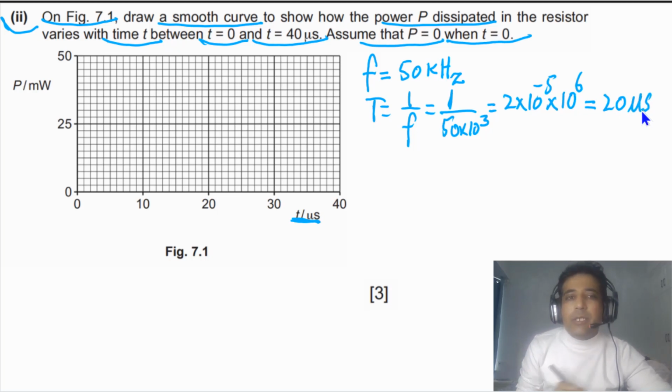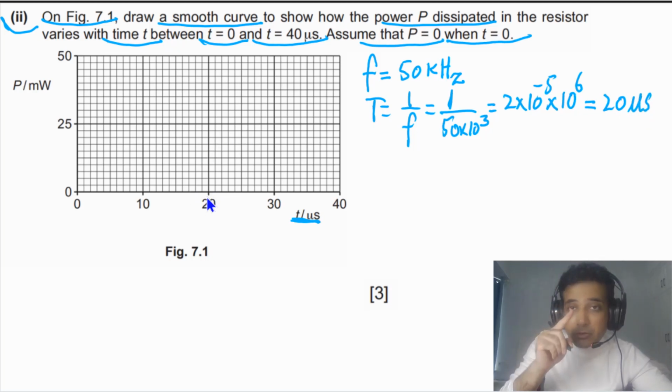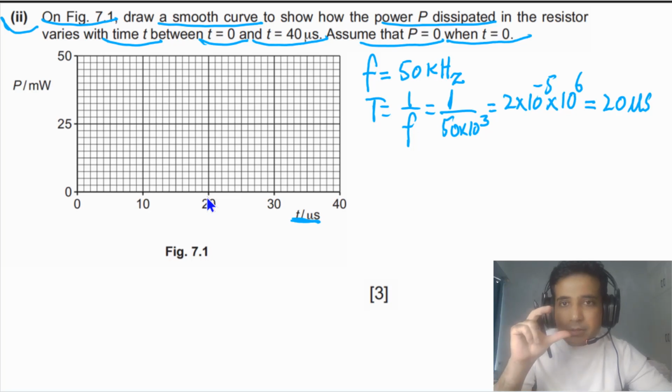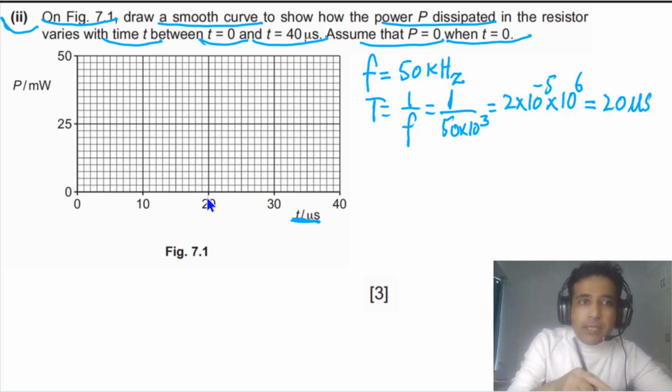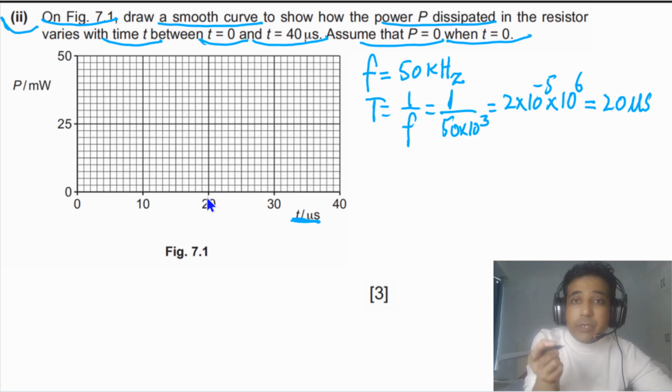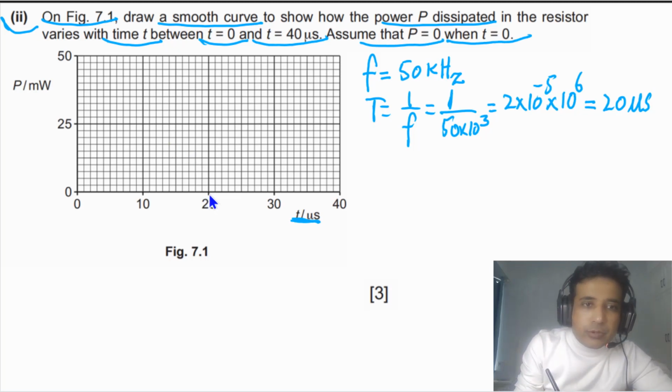This means the time period of the alternating voltage is 20 microseconds, and the time period for the power repetition will be half of that. So that will be 10 microseconds.